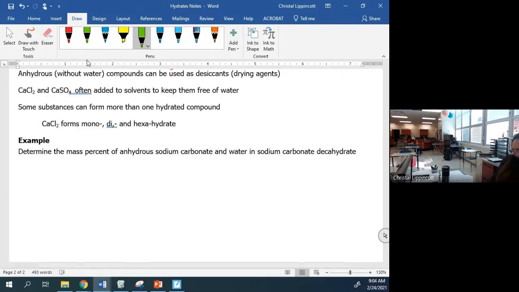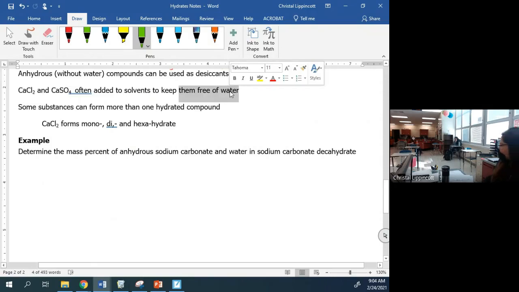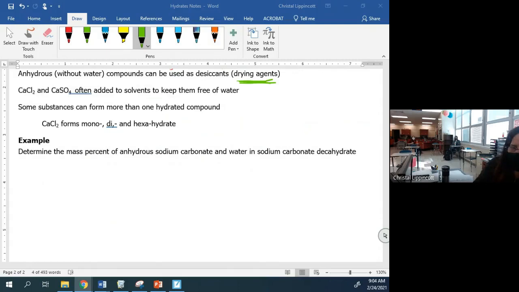All right, so anhydrous means without water, okay? Compounds can be used as these drying agents. So examples, there's baby diapers, these things that you get here. There's lots of other ones as well. And they'll keep them free of water because if you get water and there's any kind of mold spores, then those mold spores reproduce and ruin whatever thing you have. They also have, what is it called?